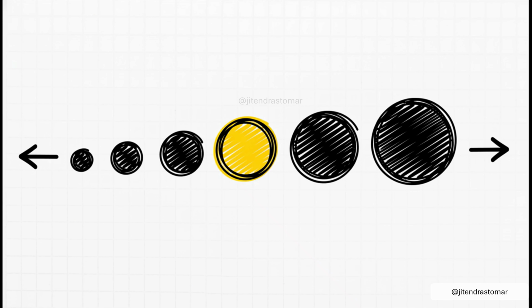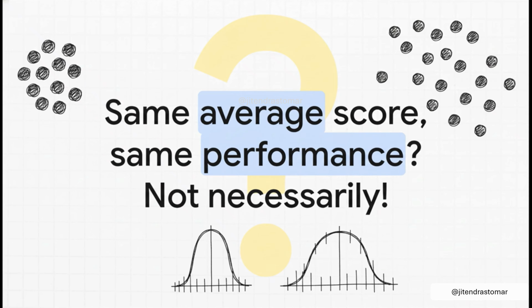Let me ask you this. Let's say 2 different classes both get an average test score of 85. So did they perform the same? No way! It's possible one class had everyone scoring right around an 85, but the other class could have been all over the map, with some students acing it and others failing completely. The average, all by itself, completely hides that part of the story.